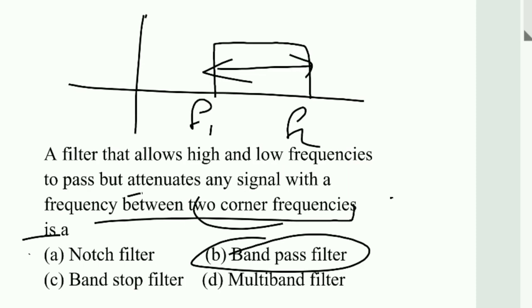Now what is a notch filter? Notch filter is a band stop filter which has a very narrow band, okay, which has a very narrow band, is called band notch filter, right?